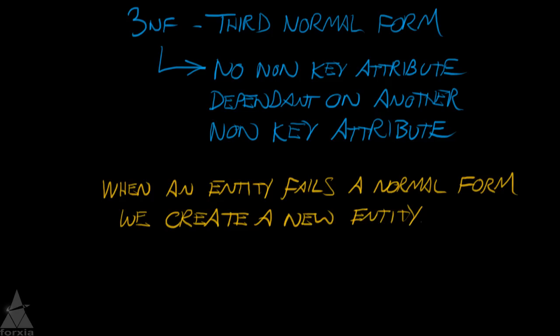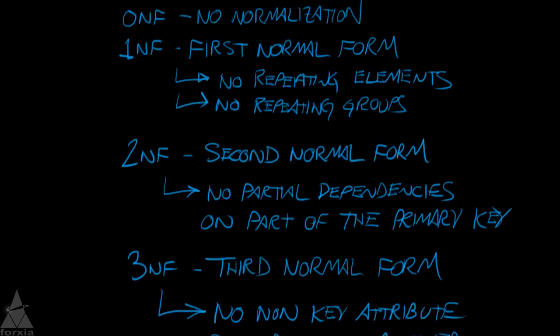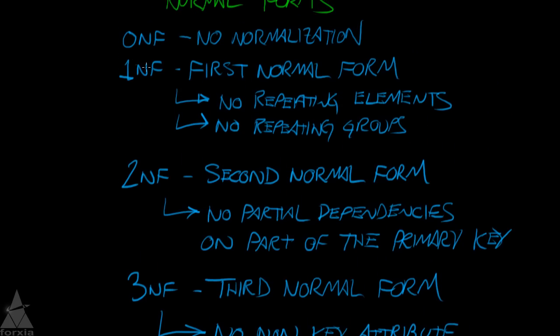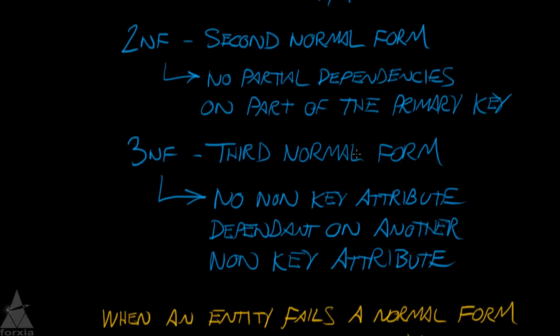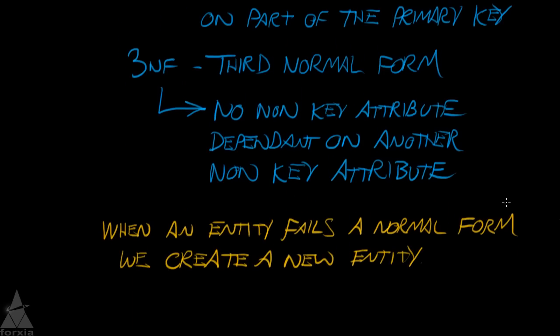Okay, so these rules, this is something that I'd like you to write down somewhere, if you're looking at doing an exam. Write down these rules. For first normal form: no repeating elements, no repeating groups. A table, or an entity, is in second normal form if we have no partial dependency on part of the primary key. And a table is in third normal form if we have no non-key attribute dependent on another non-key attribute.